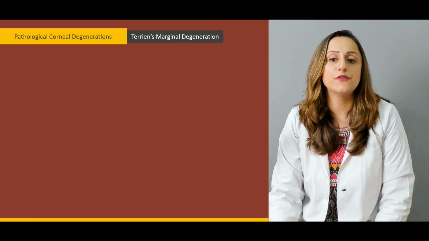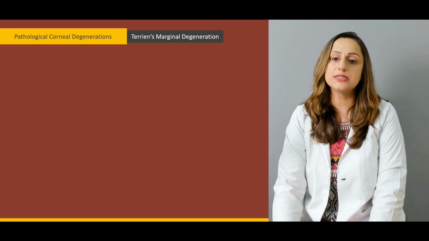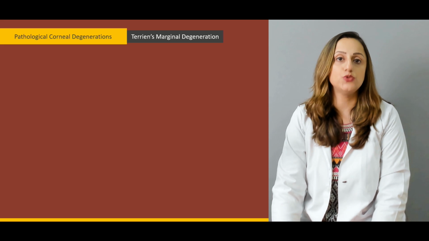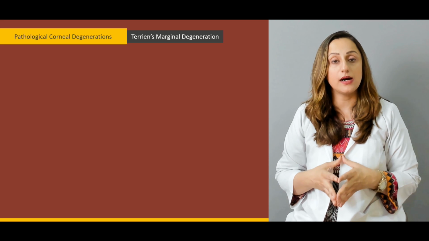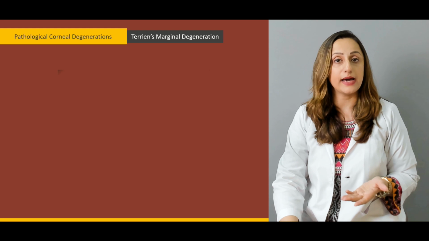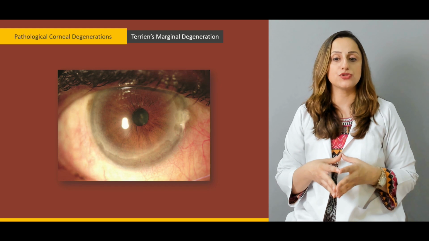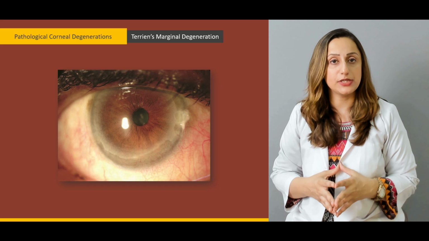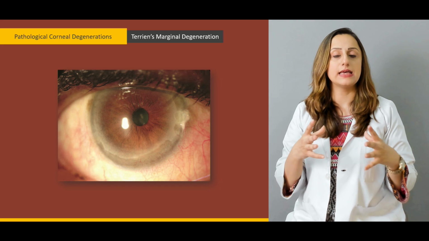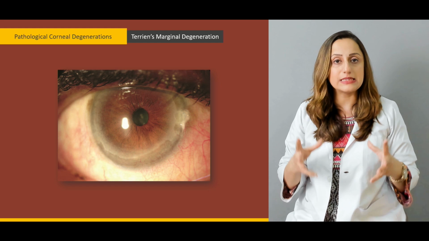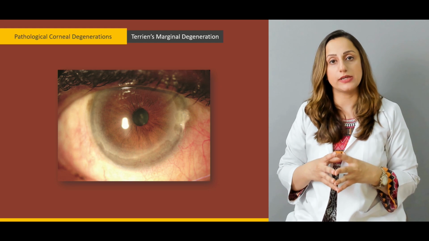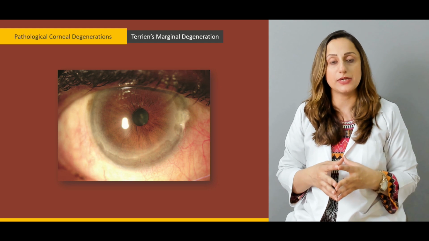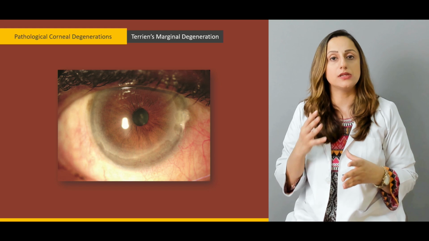Then finally, we have the Terrien variety. Now, Terrien marginal degeneration is usually a unilateral phenomenon. It is an asymptomatic condition that the patient is suffering from. This is the usual clinical picture that the patient would give you. The haziness and the cloudiness observed at the margins of the cornea is quite distinctive for these patients of Terrien marginal degeneration.